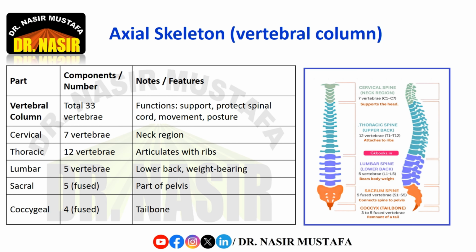There are 7 cervical vertebrae in the neck, 12 thoracic vertebrae that articulate with the ribs, 5 lumbar vertebrae in the lower back that bear most of the body's weight, 5 fused sacral vertebrae forming the sacrum, and 4 fused coccygeal vertebrae forming the coccyx or tailbone.